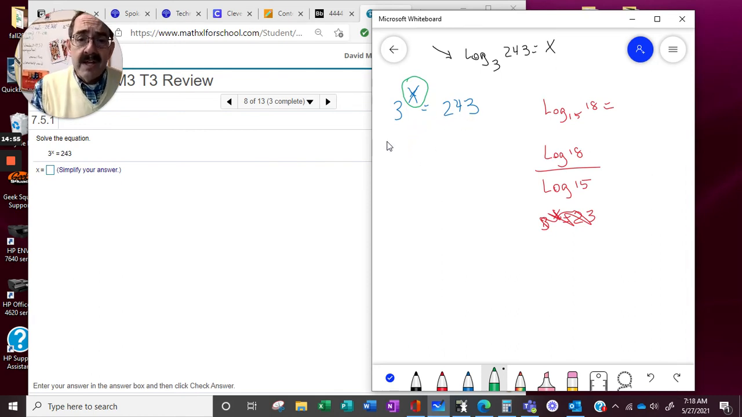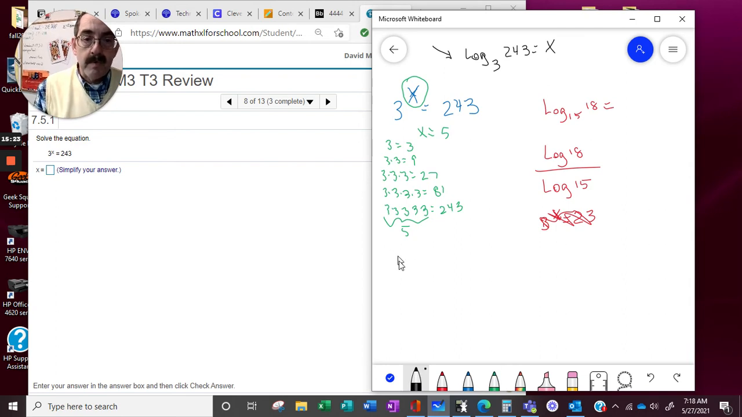Now let's do this the long way. 3 equals 3. 3 times 3 is 9. 3 times 3 times 3 is 27. 3 to the fourth is 81. 3 to the fifth is 243. Okay? 5 of them. So x equals 5. Now let's do it the long hard way.